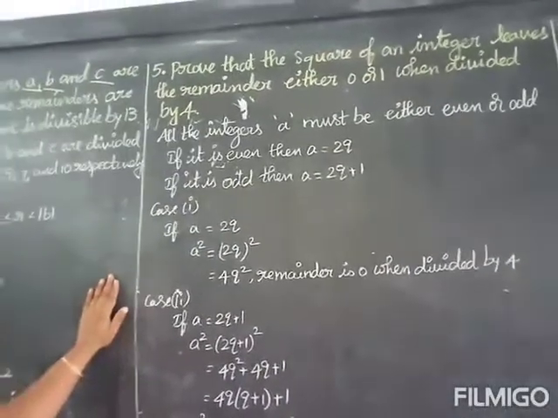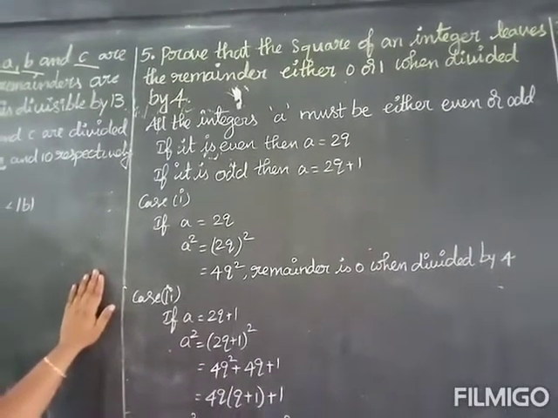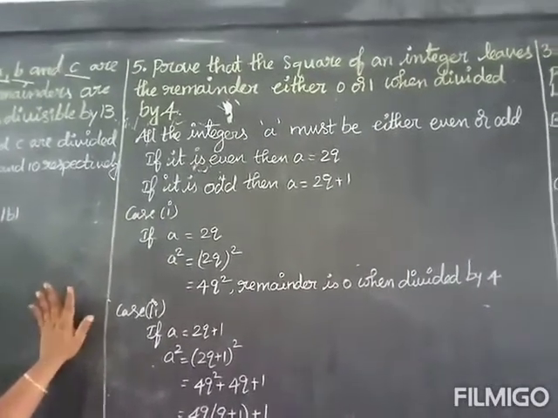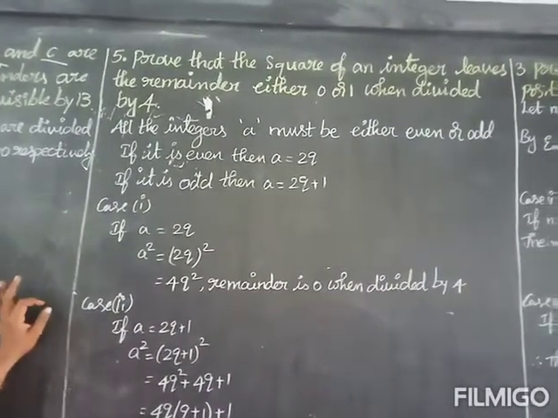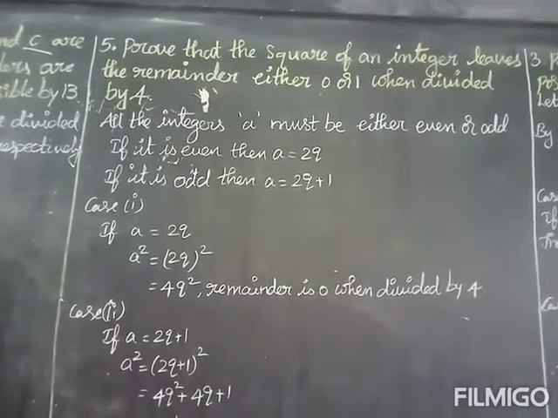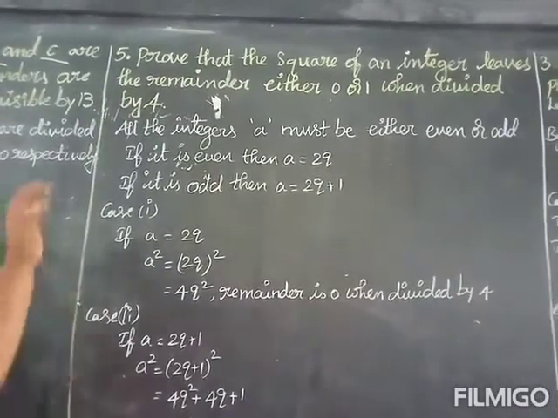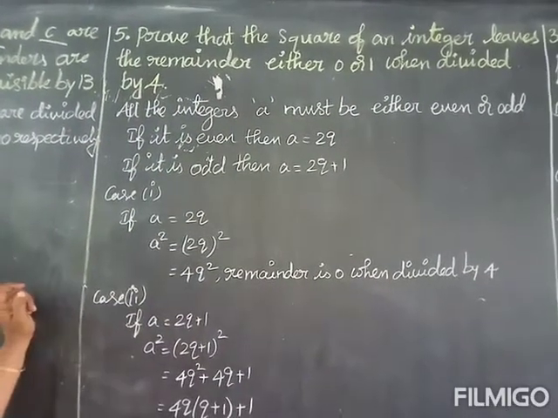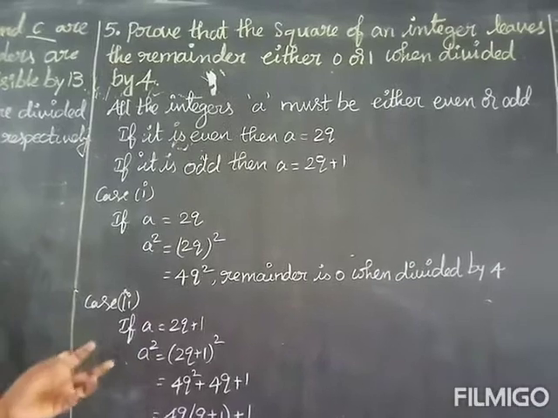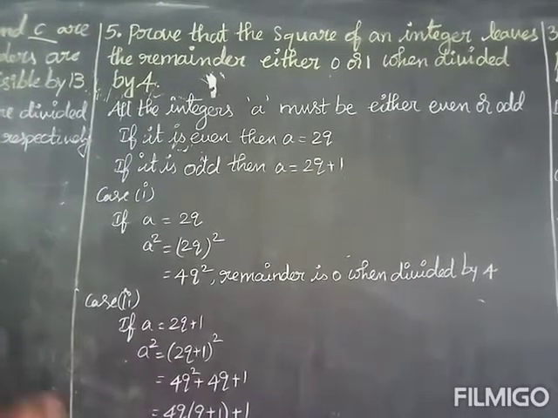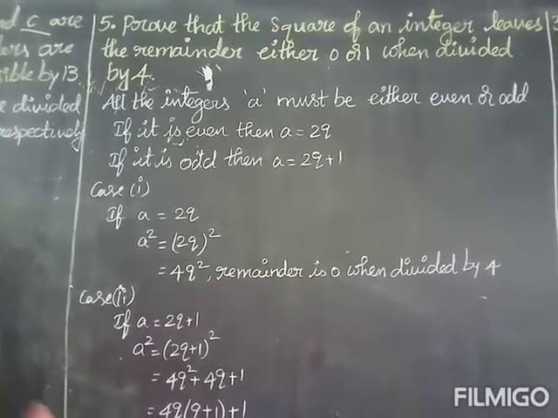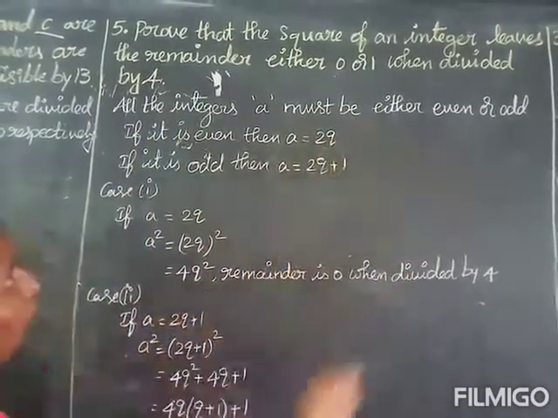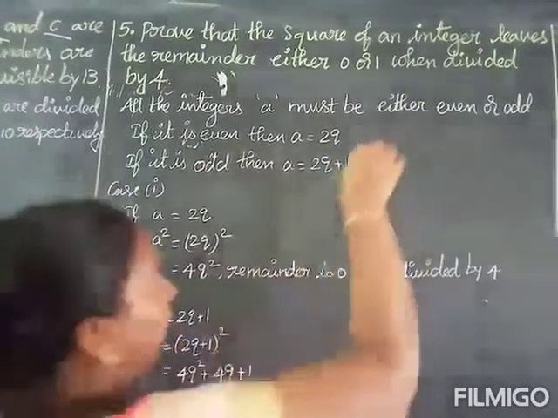Prove that the square of an integer leaves a remainder of either 0 or 1 when divided by 4. So here we are going to prove that if we square a number, the result leaves a remainder of either 0 or 1 when divided by 4. If you divide the square of a number by 4, the remainder should be either 0 or 1. We are going to prove it. So all the integers here must be either even or odd. They didn't give any specific type, they gave only integer.